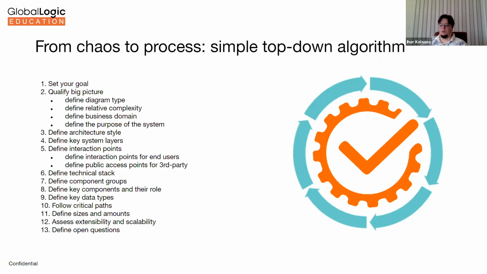Then we will try to qualify the big picture. As you remember, we are starting with something big and then decompose it. And at this step, we will definitely be able to define the diagram type. Is it a software architecture diagram? Is it an infrastructural diagram? Is it a solution architecture diagram? Is it something UML based, like a component diagram or class diagram? It is useful information already for your further analysis, right?